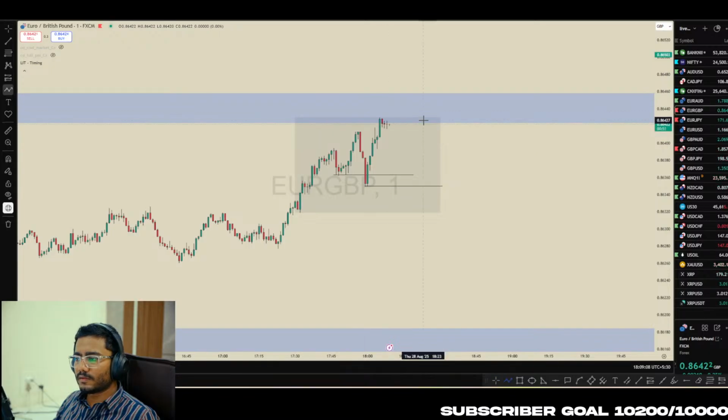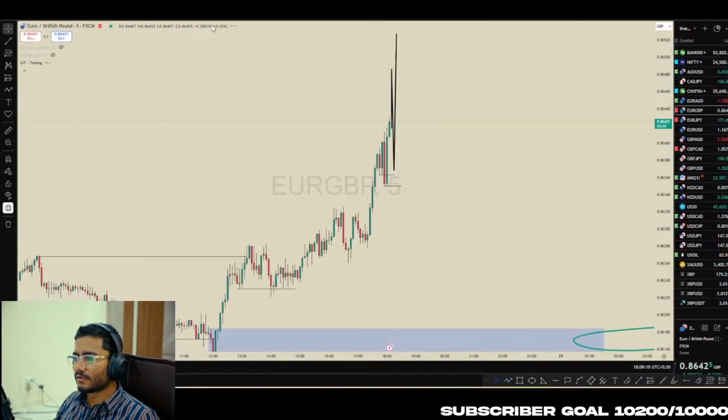So if this breaks from this order block, then probably we can look for a sell. And because this is a strong low, if this breaks to the upside, we can use this area for our entry to the upside. It's very simple.